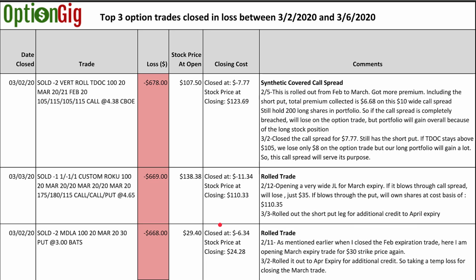If the market shows some recovery and Roku goes high again, we'll be able to close this trade at an overall profit. If the market continues to weaken, we have reduced our loss. So I have rolled this out from March to April. As a part of the rollout, I closed the March trade at a loss of $669, but collected more than enough premium to cover this loss for April expiry.